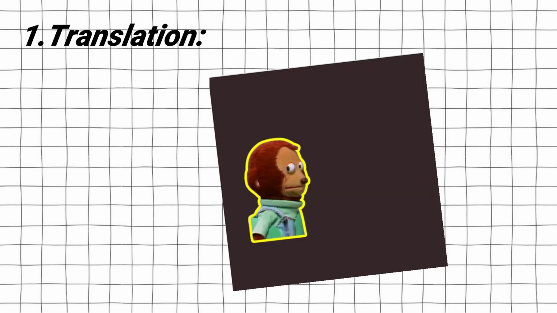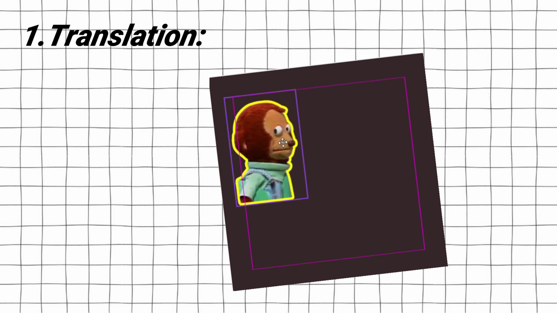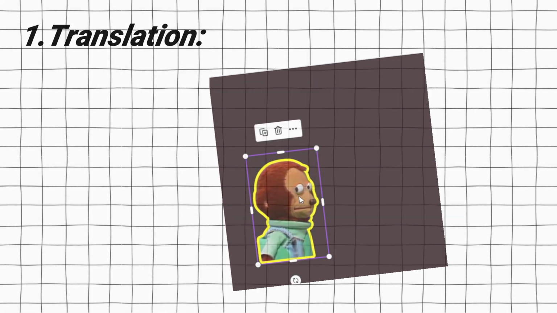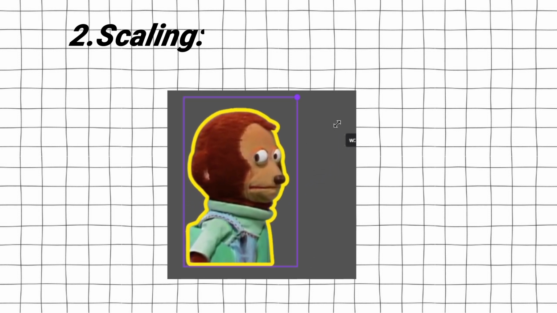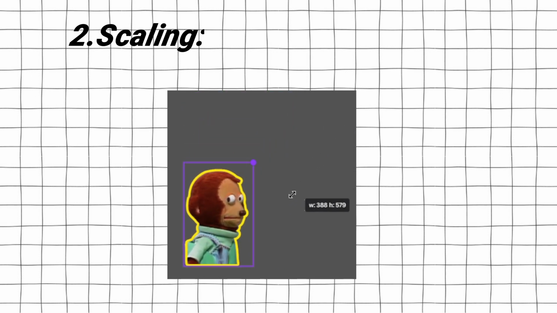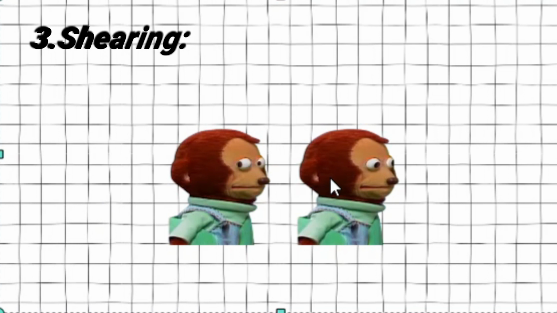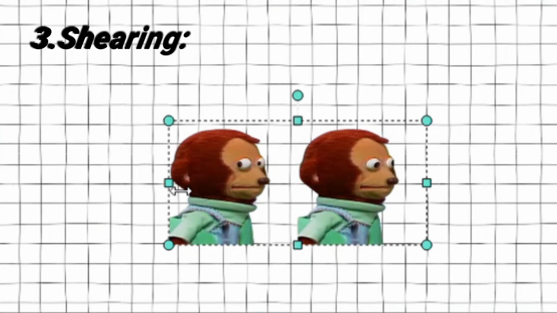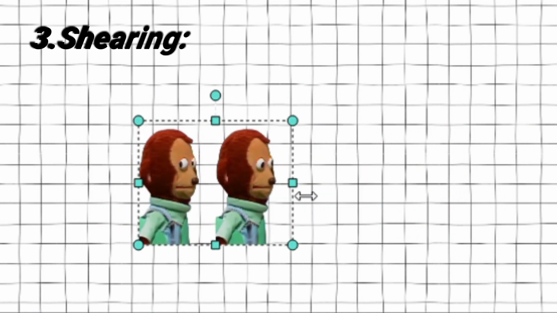Firstly, we have translation. Translation moves an object by a certain distance along a specified direction. It's like shifting an element from one place to another. And then we have scaling. It's about changing the size. So we can enlarge the object, we can also shrink the object as per our wish. And then we have shearing. Shearing distorts the shape of an object by stretching or compressing along one or more axes, providing flexibility in design.